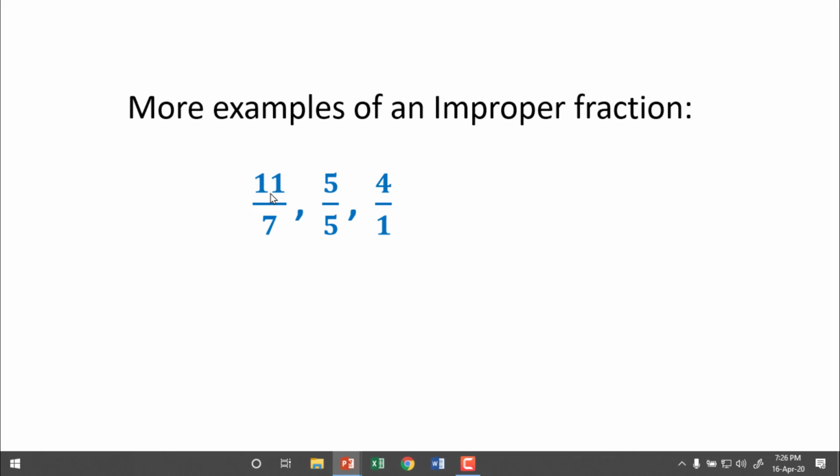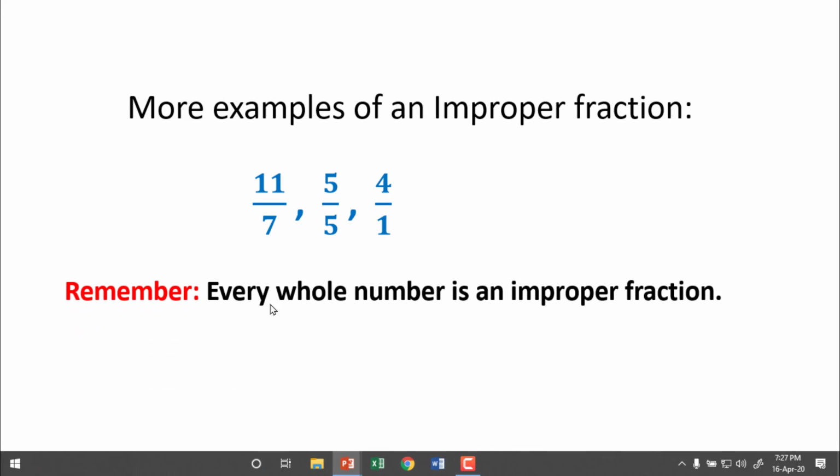11 by 7. Here 11 is greater than 7. As the numerator is greater than the denominator, you can say that 11 by 7 is an example of an improper fraction. Another one, 5 by 5. Here the numerator is 5 and the denominator is also 5. That means the numerator is equal to the denominator. That's how we can also say that this is an improper fraction. 4 by 1. Here 4 is greater than 1. That means the numerator is greater than the denominator. That's why you can say that 4 by 1 is an improper fraction.